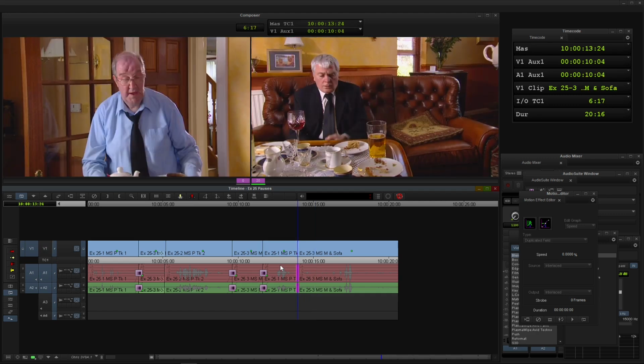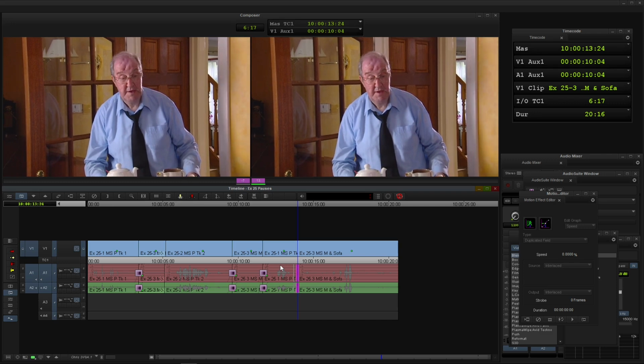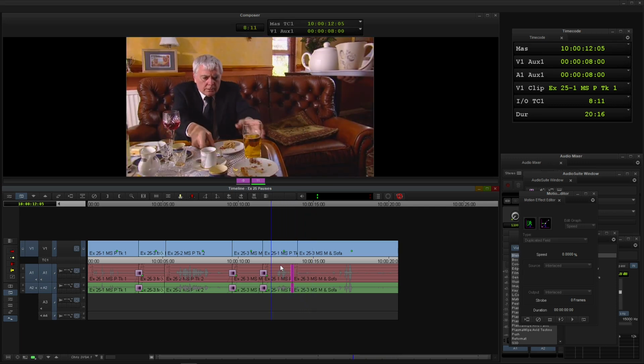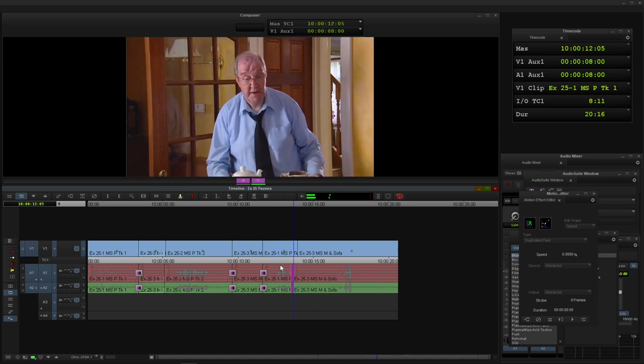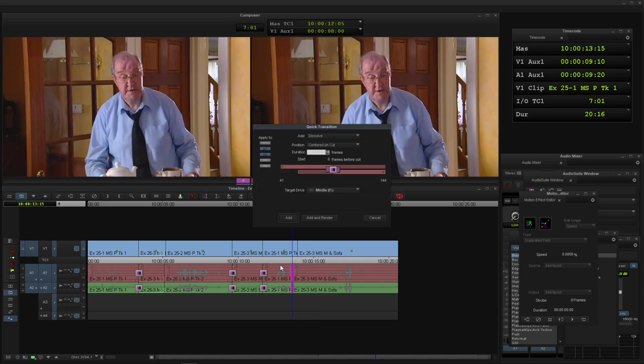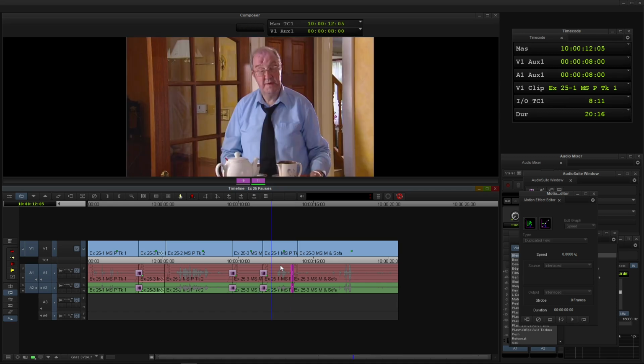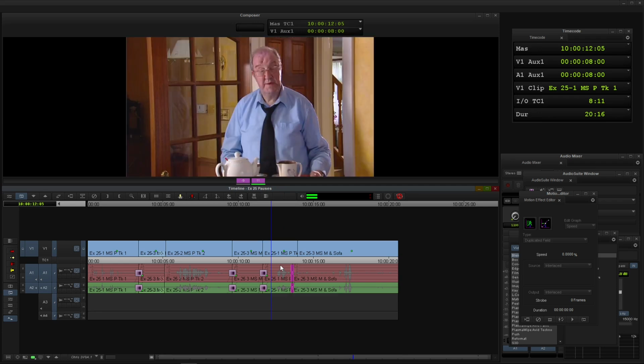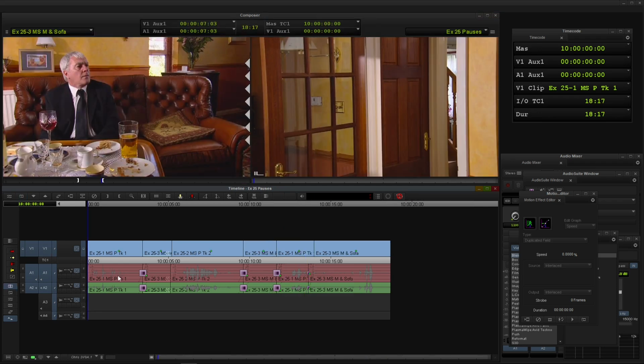Funny bits of sound on the end of Philip's shot, which could come from Mark's side of things. There we are, now it's clean. Again, a dissolve on the sound. Okay, let's have a look at that in full frame.